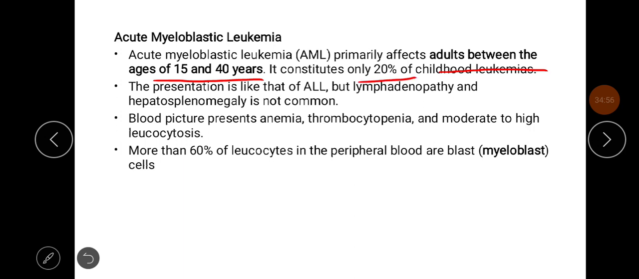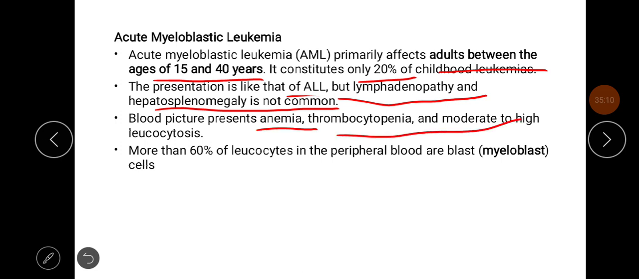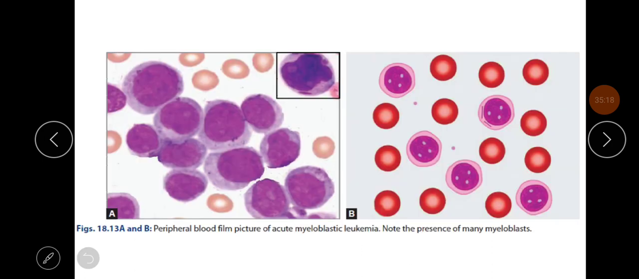The presentation of AML is like that of ALL, but lymphadenopathy and hepatosplenomegaly are not common. The blood picture presents anemia, thrombocytopenia, and moderate to high leukocytosis. More than 60% of the leukocytes in the peripheral blood are blast cells or myeloblasts. These are the blood pictures showing the myeloblasts.